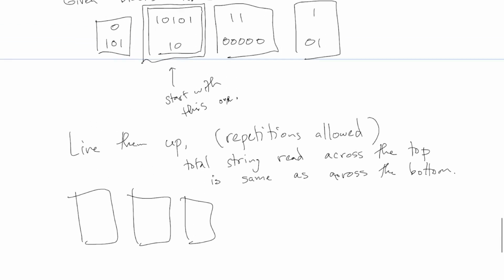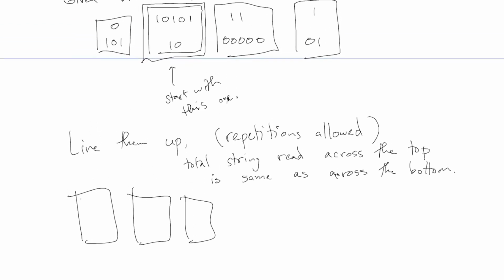In this example, I must begin with this one, 1, 0, 1, 0, 1 on top and 1, 0 on the bottom. But then you can line up as many of those tiles as you like. You can repeat them if you want to. Your job is just to line them up in such a way that if you read the string across the top, it ends up being the same as if you read the string across the bottom. Anybody think you can do it in this example?